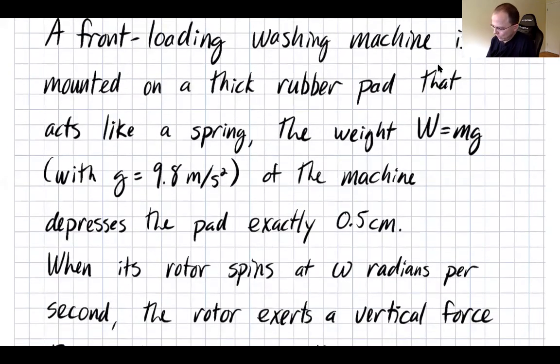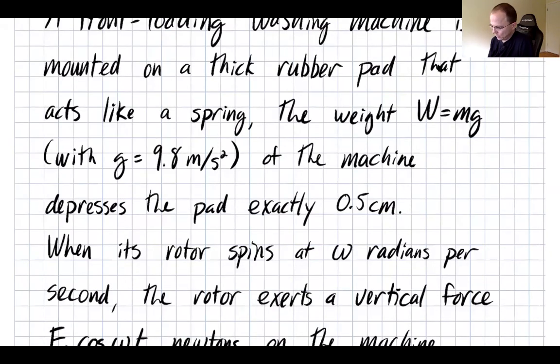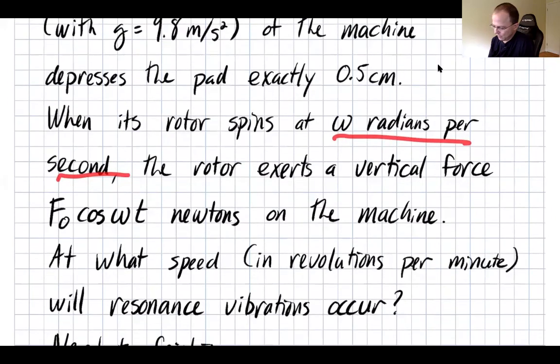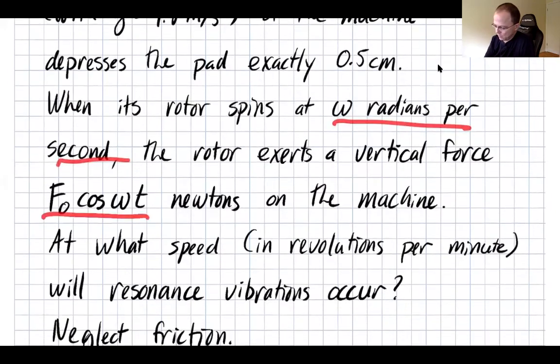We'll have to use the fact that the weight of the machine on the rubber pad is depressing it by 0.5 centimeters. And its rotor will spin at omega radians per second, exerting a vertical force of this amount. We don't know what the amplitude is. This could really be anything. It could be small or it could be large.